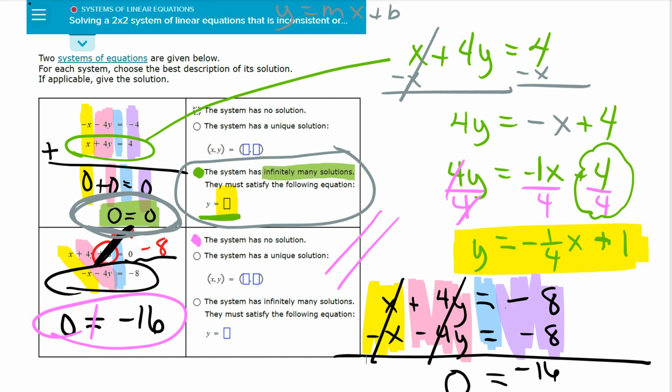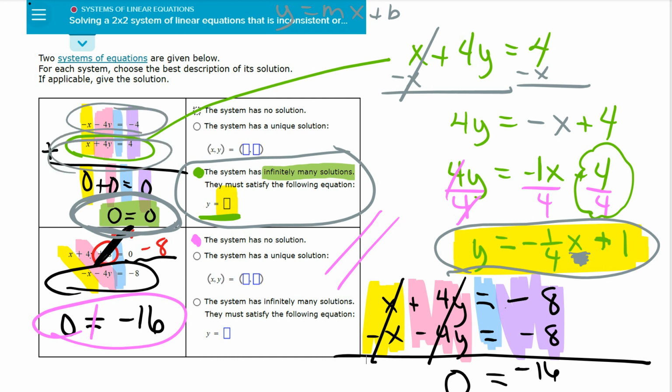So they ask you just to put your answer in the form of an equation. It's going to satisfy the equation y equals, and it was this one over here, negative 1/4 x plus 1. So no matter what x you stick in here, when you multiply times negative 1/4 and add it to 1, it'll give you the y coordinate. And that xy coordinate will work for both this equation and that equation. Because this is a situation where you've got a line on top of another line. And that's all that means.